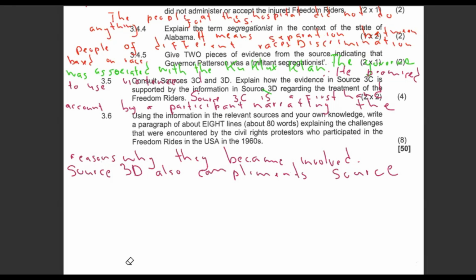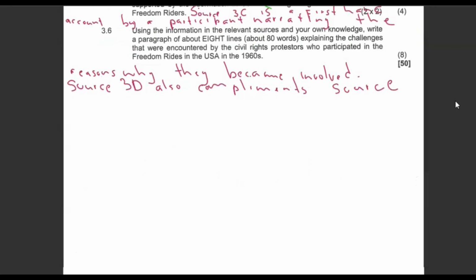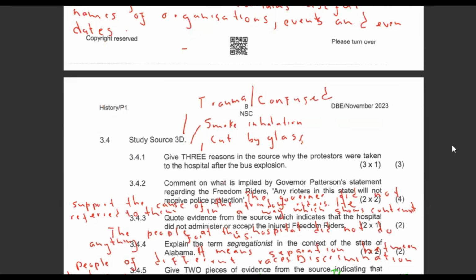However, they remained determined in their struggle. They even used other non-violent methods such as refusing to pay bail or going on hunger strike. So this is a summary of what the civil rights movement organizers, especially the freedom riders, went through. Okay, which brings us to the end of the source-based questions.